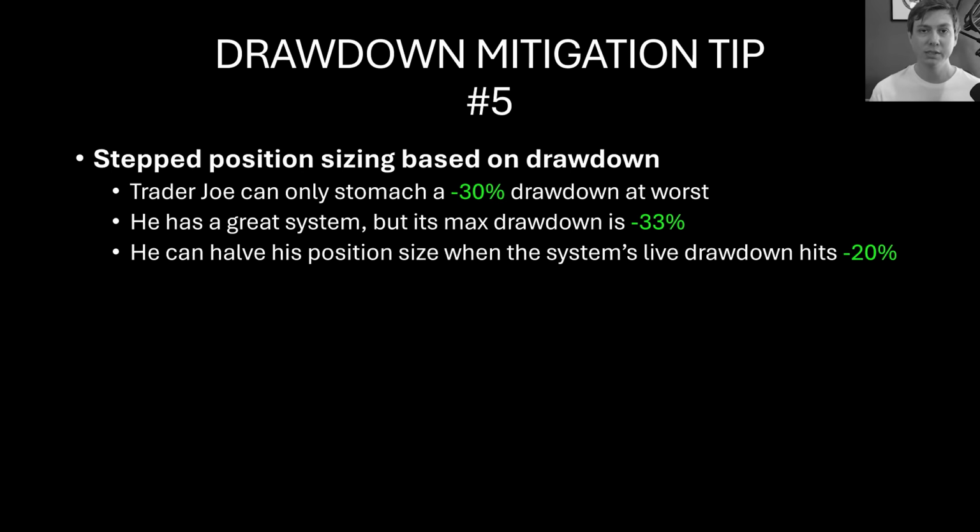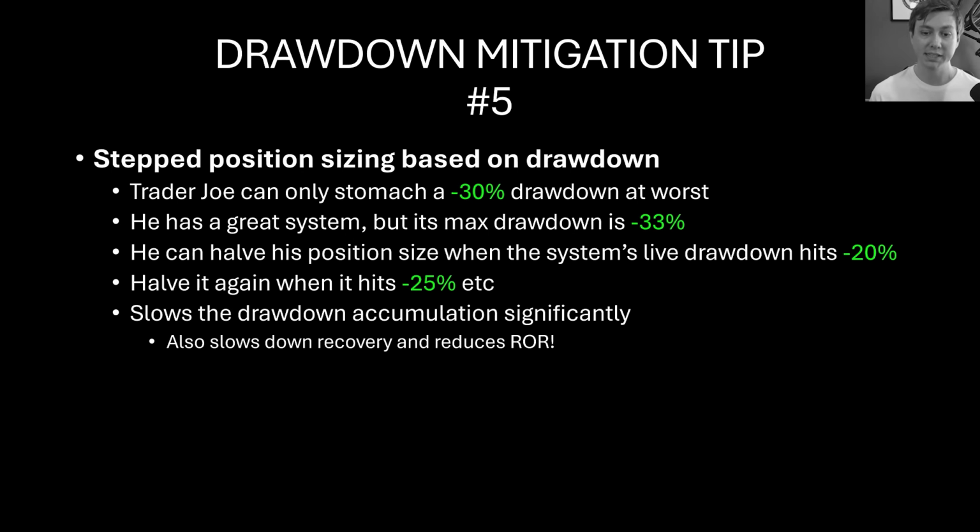One option is to step down your position sizing as you approach that max drawdown. So for example, if the system hits a 20% max drawdown, Trader Joe halves his position size, which means he's halving his risk, which means he is slowing down his drawdown accumulation significantly. And then if the system hits a 25% drawdown, he halves it again. And then by the time he hits 30%, he has slowed down the drawdown significantly. And he's much less likely to blow through that 30% max drawdown. And if he thinks the system is broken, he can catch it in time by slowing down that drawdown significantly.